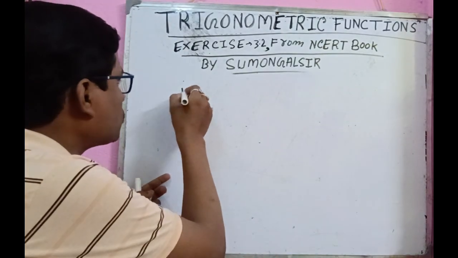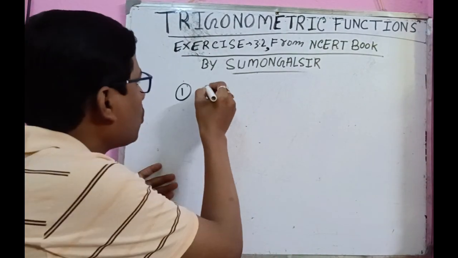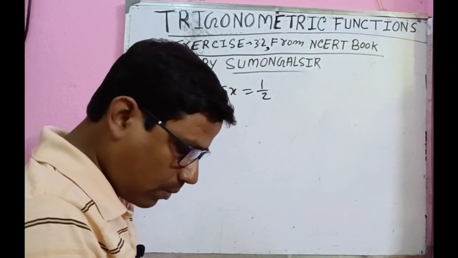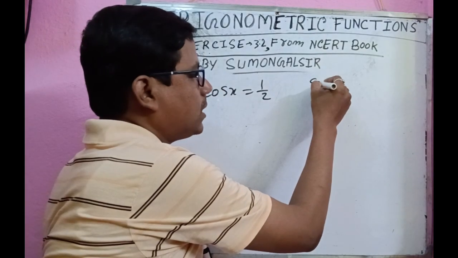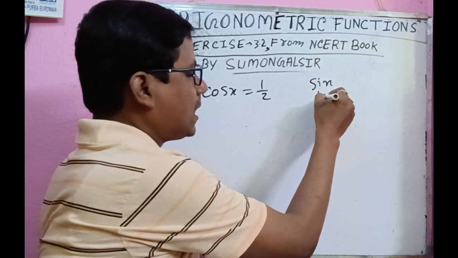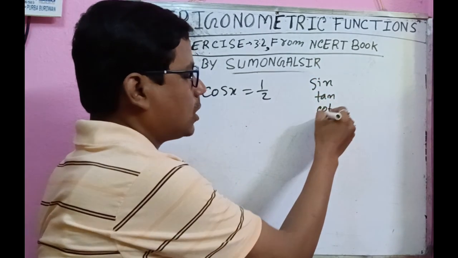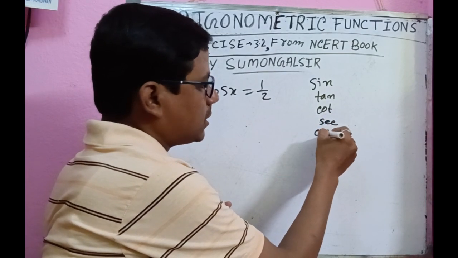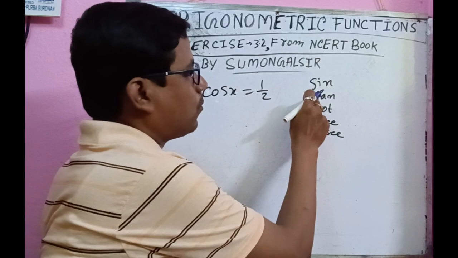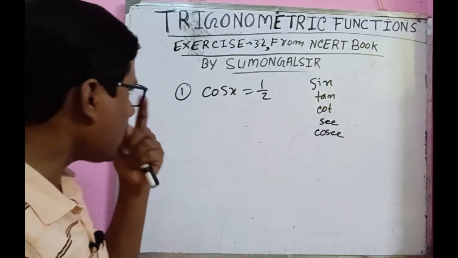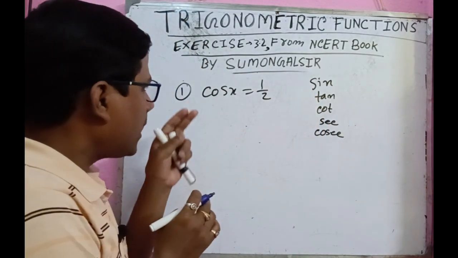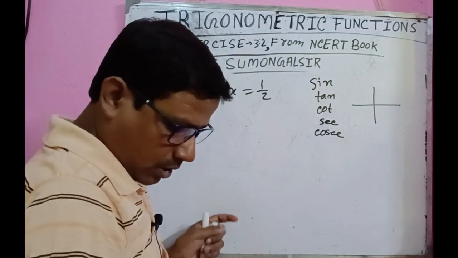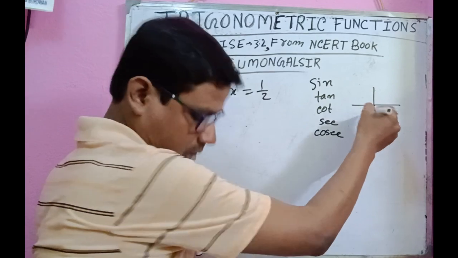In 3.2, the first question is: cos x is equal to half. We want to find sin, tan, cot, sec, cosec, that is 1, 2, 3, 4, 5 values, from cos x is equal to half, and x lies in the third quadrant.